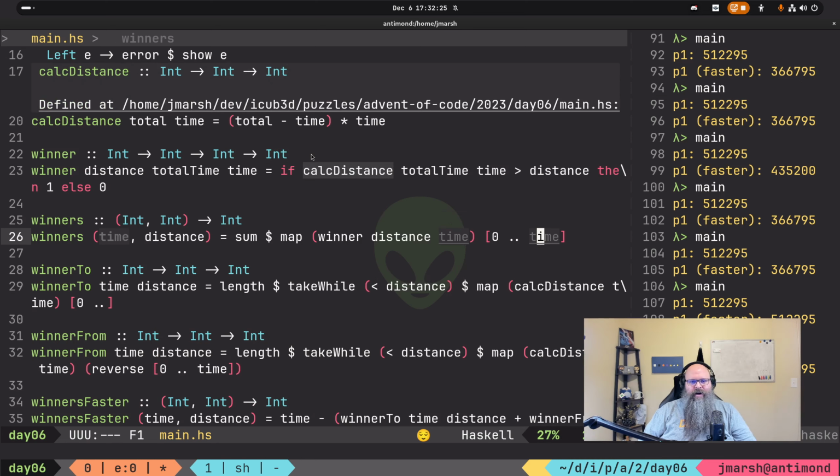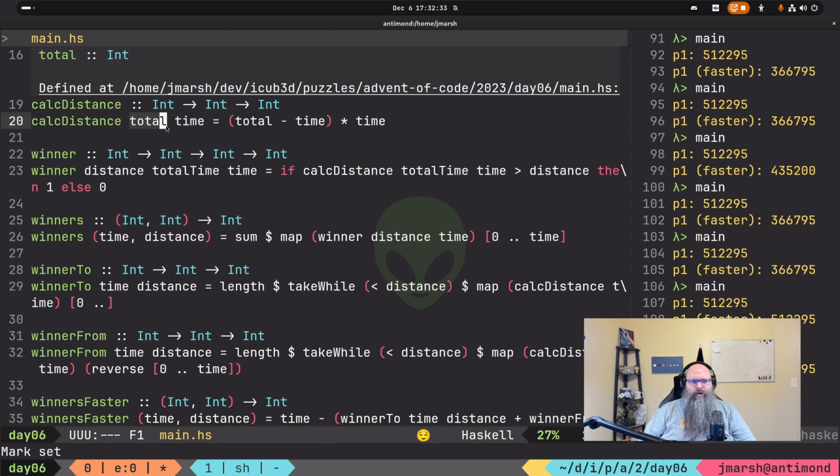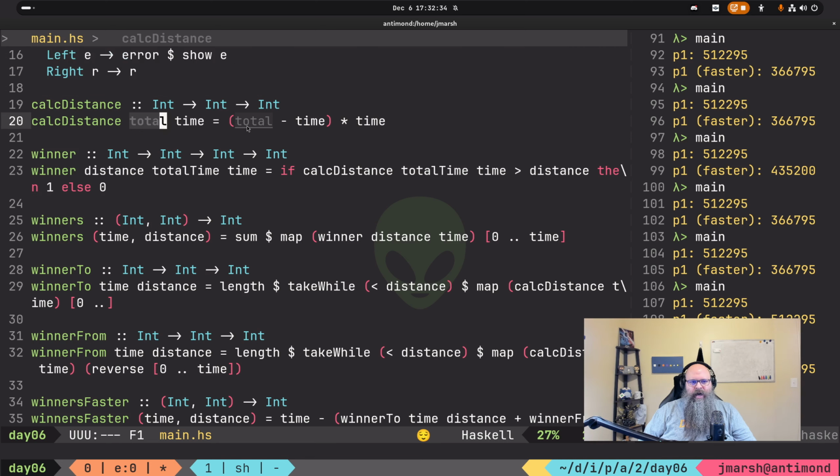And so how do you figure out if they win? I just use these two functions. The calculate distance function is if you give me a total time and your current time, this is how you can calculate how far you got. It turned out to be a pretty simple math problem: if I've used 2 seconds of the time, I now have 5 seconds, which is the total minus the 2, that I'm going at this speed. So it's just total minus time, times time.